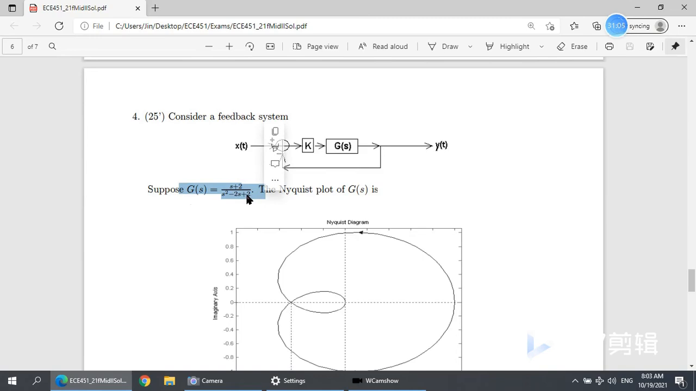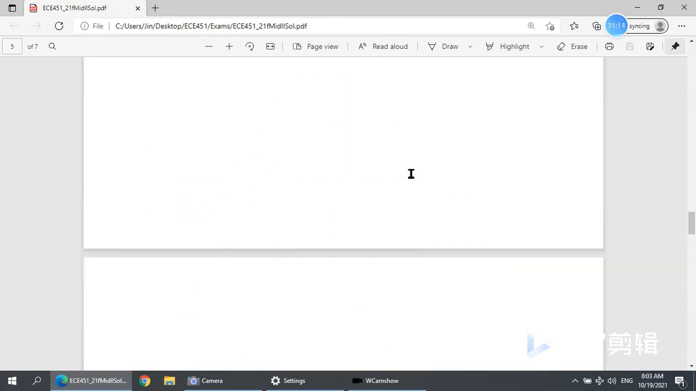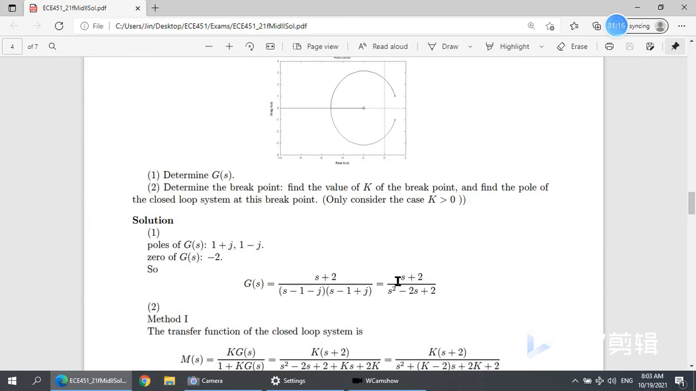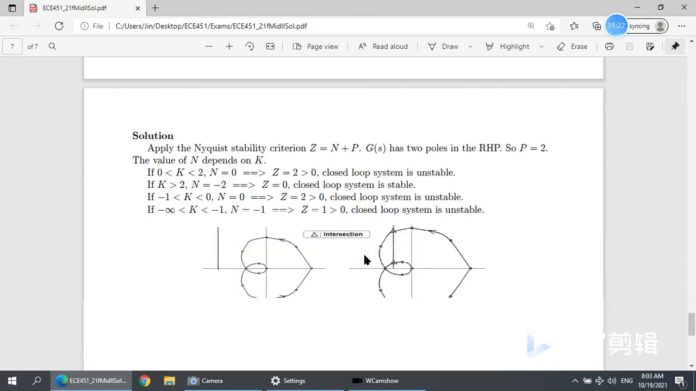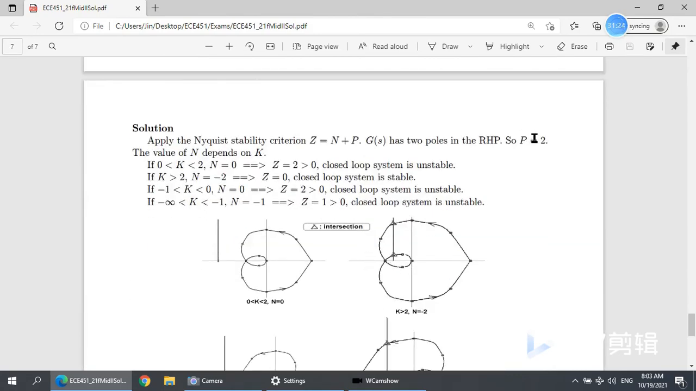Actually, we know the poles in problem 3, right? In problem 3, it is 1 plus or minus j, right? The poles are 1 plus or minus j. So you know we have 2 poles in the right half plane. So p is 2. And then we need to determine n. And this n is related with k. What is n?